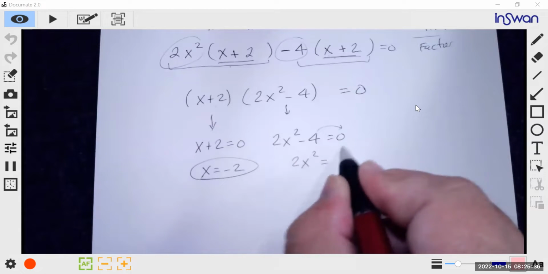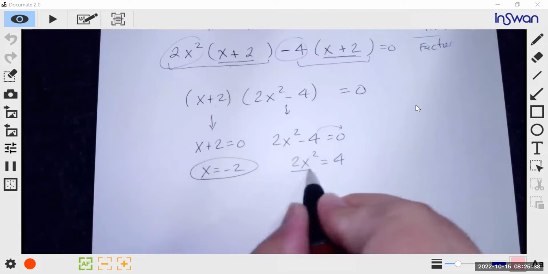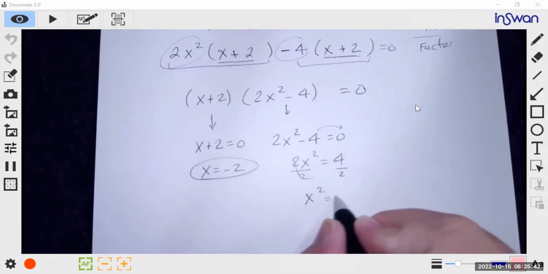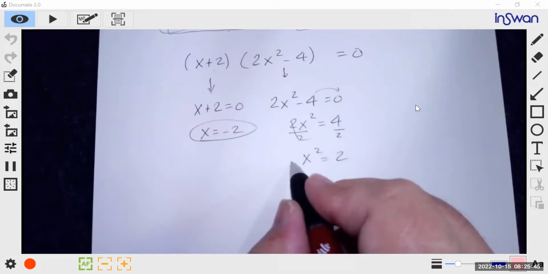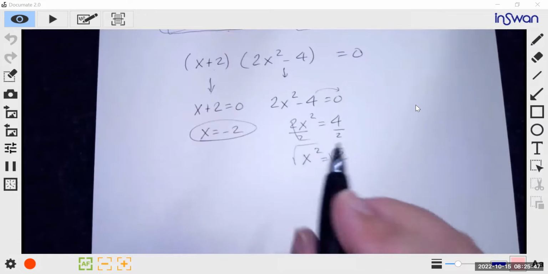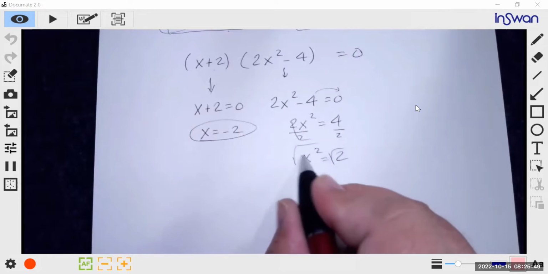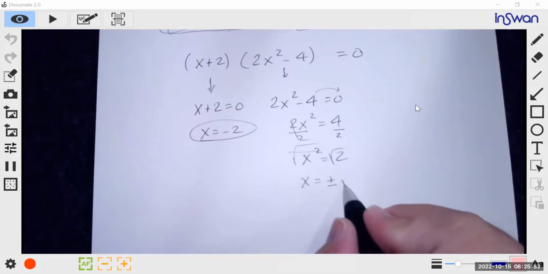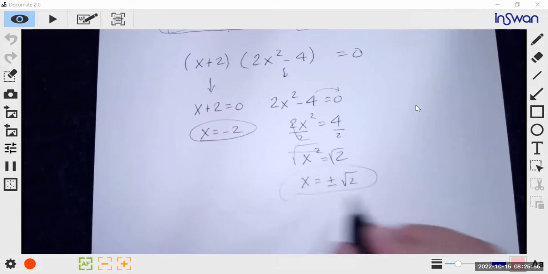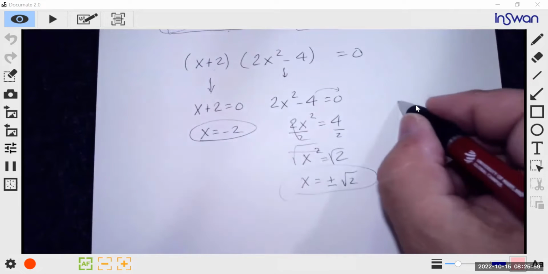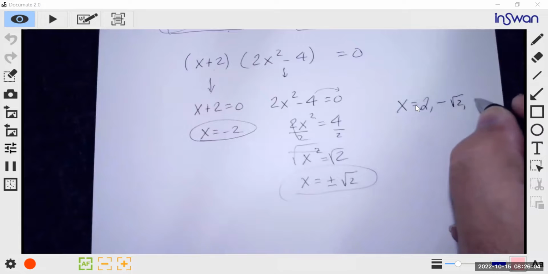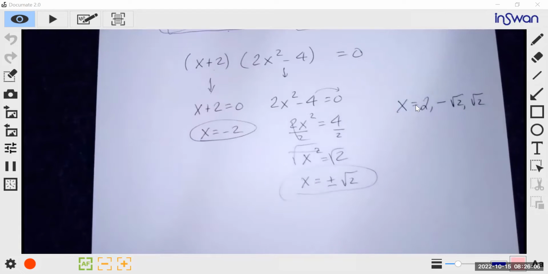2x squared, add 4 to both sides. Divide by 2, so x squared equals 2. Square root both sides. So that means I have to put a plus or minus square root of 2. And those are my 3 answers. My 3 answers are -2, negative square root of 2, positive square root of 2.